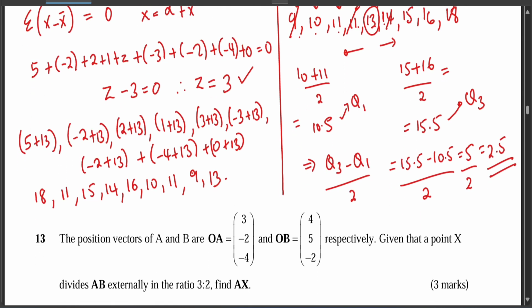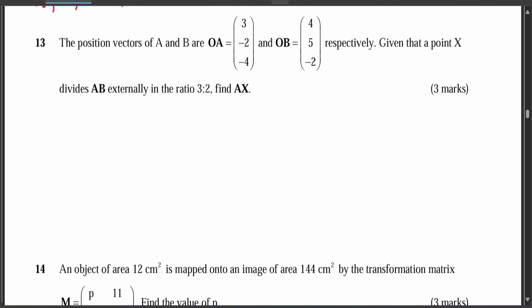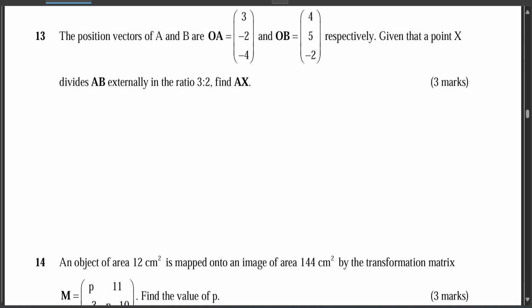So now we have another question, and that is question 13. The question says the position vectors of A and B are OA, which is (3, -2, -4), and OB, which is (4, 5, -2), respectively. Given that point X divides AB externally in the ratio 3:2.